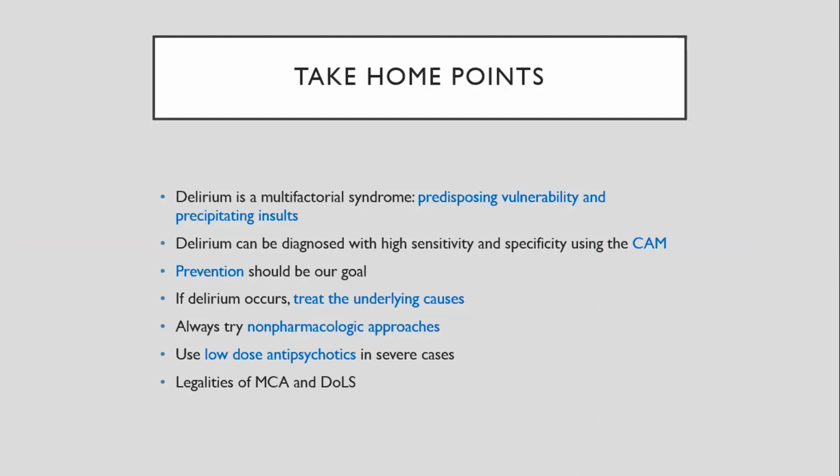So take-home points for tonight are that delirium is multifactorial. There's often a predisposing vulnerability and precipitating insults. It can be diagnosed fairly accurately using the CAM tool, which is my preferred, but the 4AT is often used as well. Prevention of delirium should be our primary goal, but if delirium occurs, think about the underlying causes, think about the PINCH ME mnemonic.